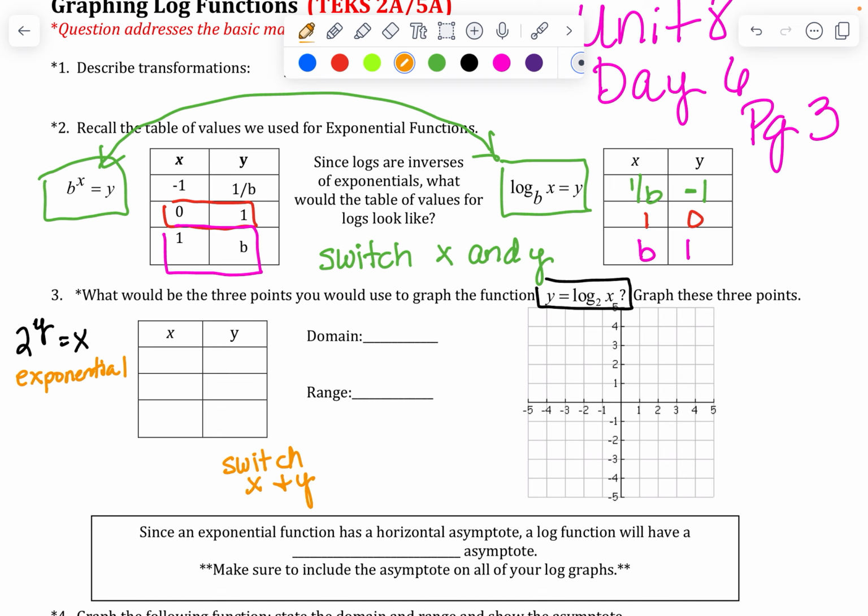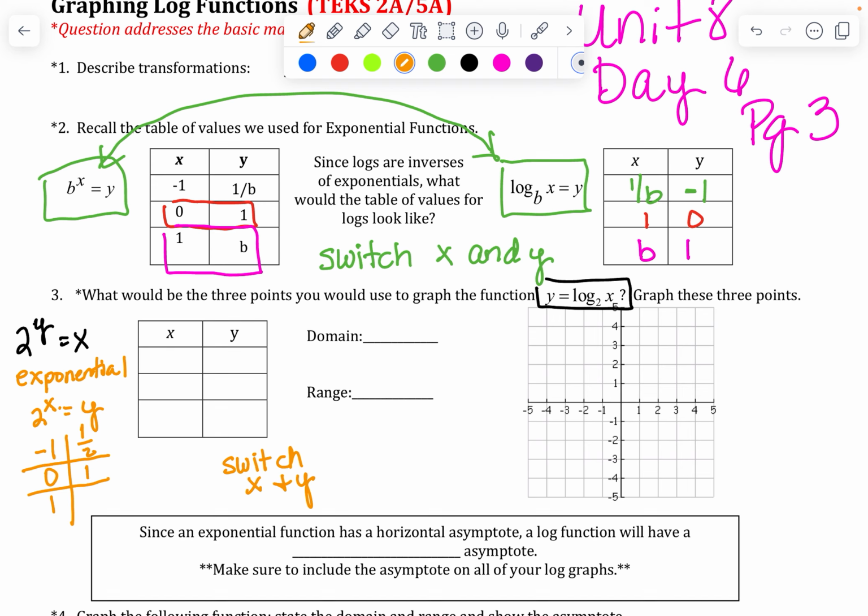I forgot to draw my asymptote. My asymptote is right here. Finish drawing my graph. So the domain in this case, it gets real close to the 0 and continues to positive infinity, and the range is all real numbers.